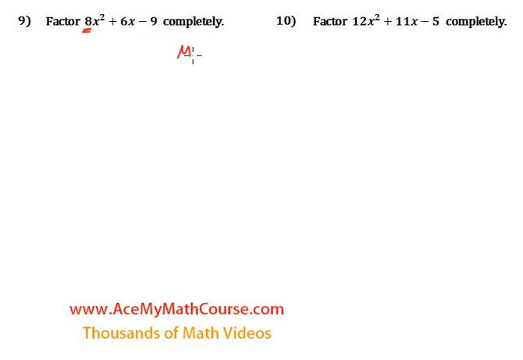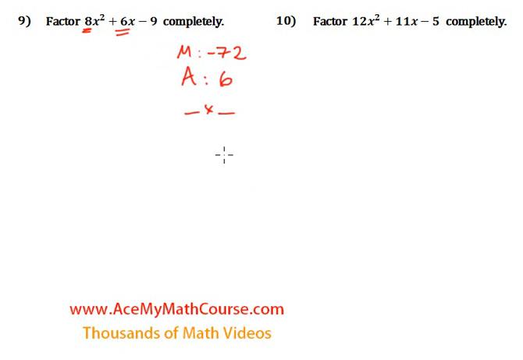And we're going to look for two numbers that multiply to whatever 8 and minus 9 multiply to. So 8 times minus 9, so we get negative 72. And the two numbers also need to add up to positive 6, whatever's multiplying the x. Great. So how do we find these two numbers?